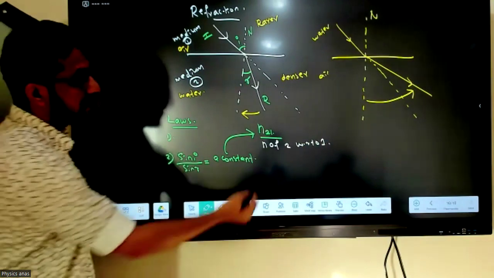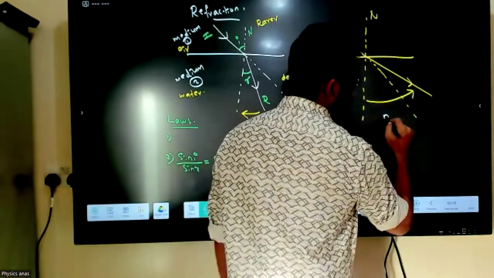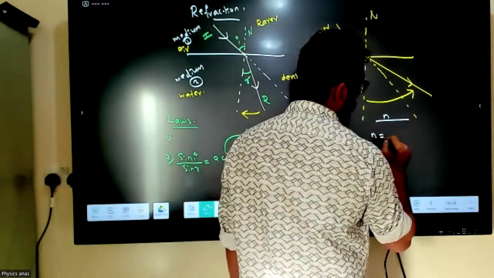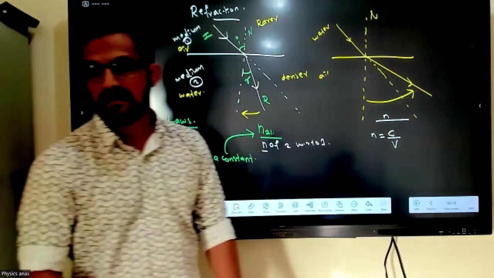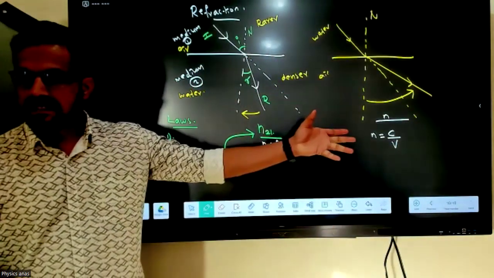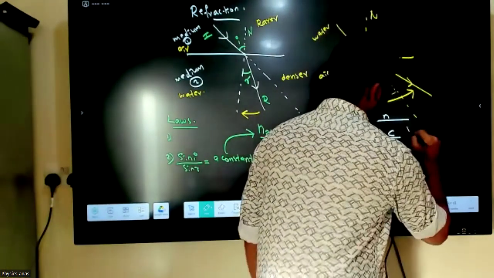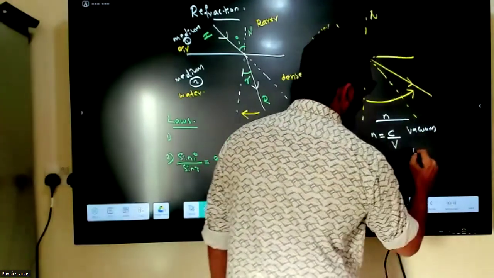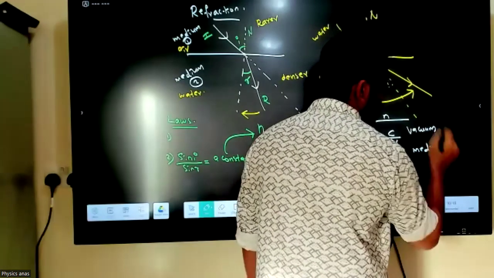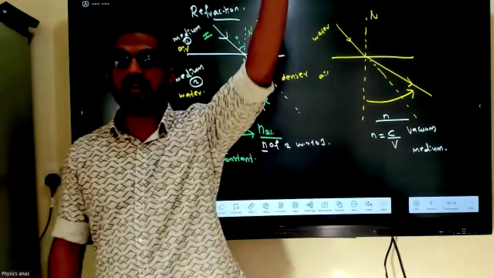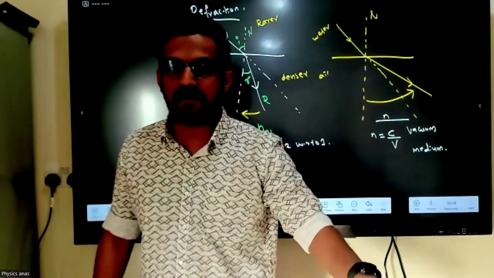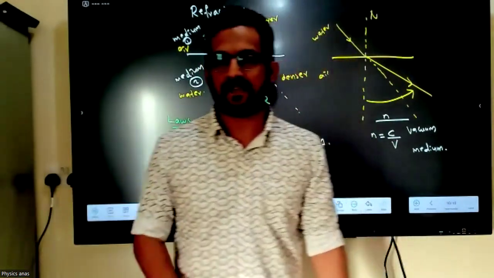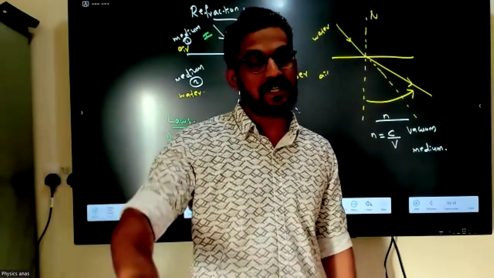Got it? Then what is this refractive index? Refractive index is a number, c by v. What is c? Speed of light in vacuum. That's c. And what is v? Speed of light in the medium. So what is refractive index? The ratio of the speed of light in vacuum to the speed of light in a medium is called n, the refractive index. It has another name, absolute refractive index. Okay, got it?